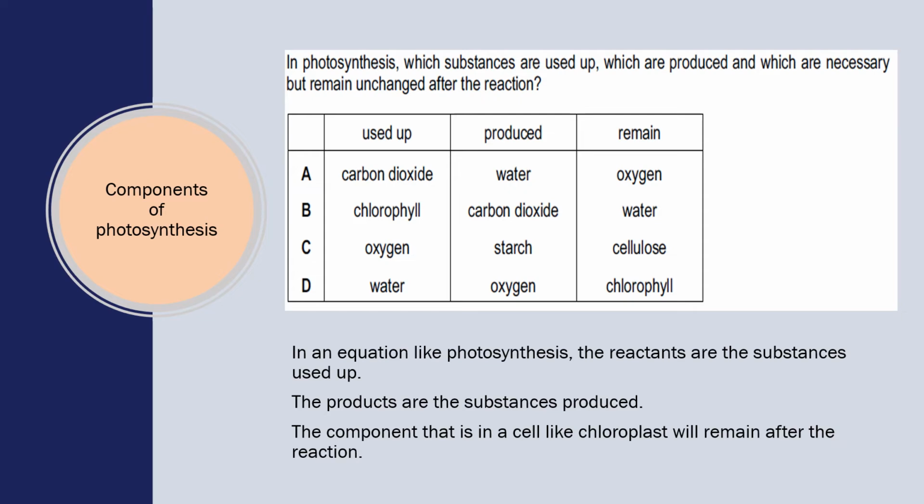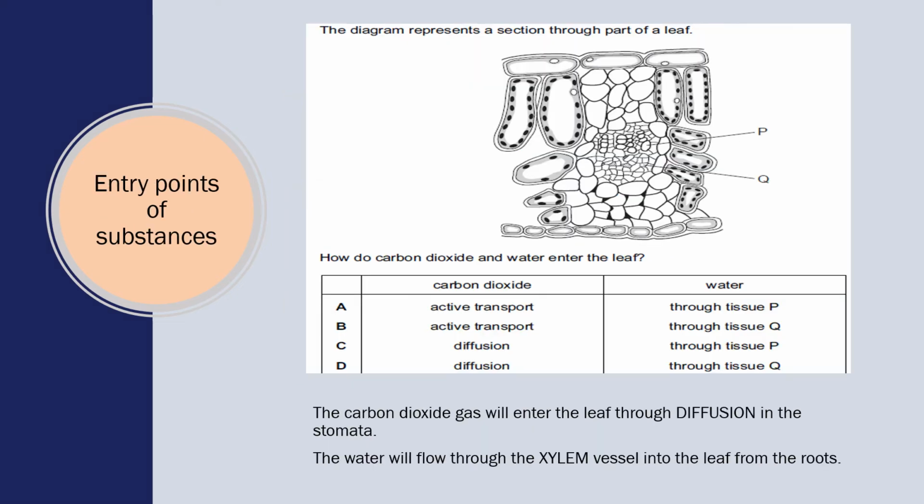Products, we have glucose, oxygen, and water. Still, it could be either A or D. And what remains is what is in the leaf that is used for photosynthesis. And that will be your chlorophyll, which is found in your chloroplast. So this determines which is the correct answer. And the best choice will be letter D.